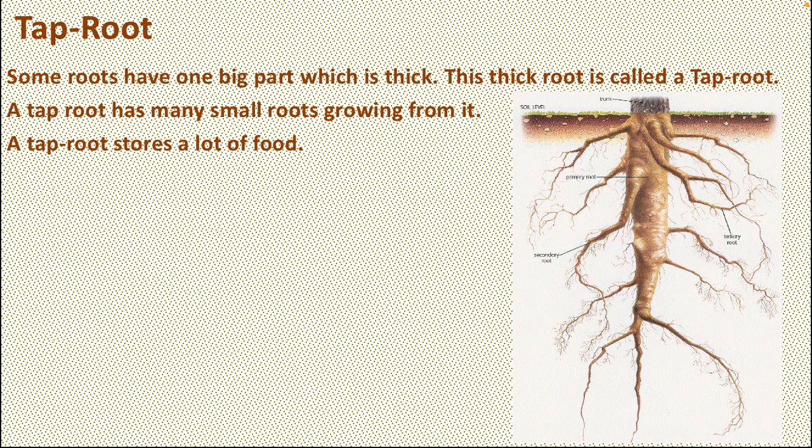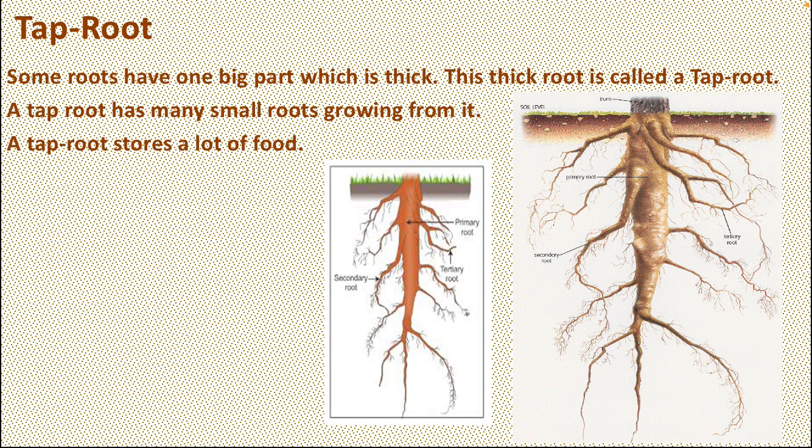Taproot. Some roots have one big part which is thick. This thick root is called a taproot. A taproot has many small roots growing from it. A taproot stores a lot of food. Now you can see in this picture, this is the root of a tree. You can see this is the one strong primary root, and from that primary root the other roots are coming out. So a taproot has a main central root upon which small lateral roots called root hairs are attached.